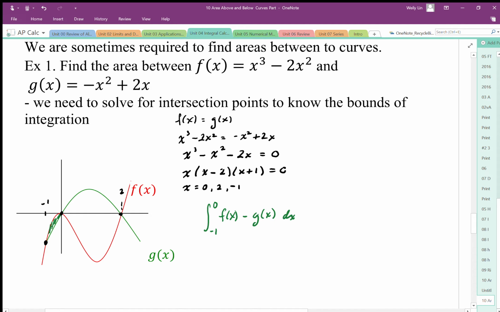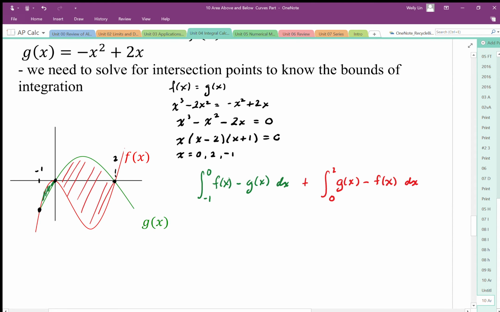And then I need to find out the red area here. And to find out the red area, first of all, by working out the bounds from 0 to 2, it's going to be the upper function, in this case it's going to be g, minus the lower function, f. And then I'm going to multiply that by dx. So that difference is going to give me the height, and I multiply it by dx, it gives me the rectangular area. So then I'm going to then subtract these.